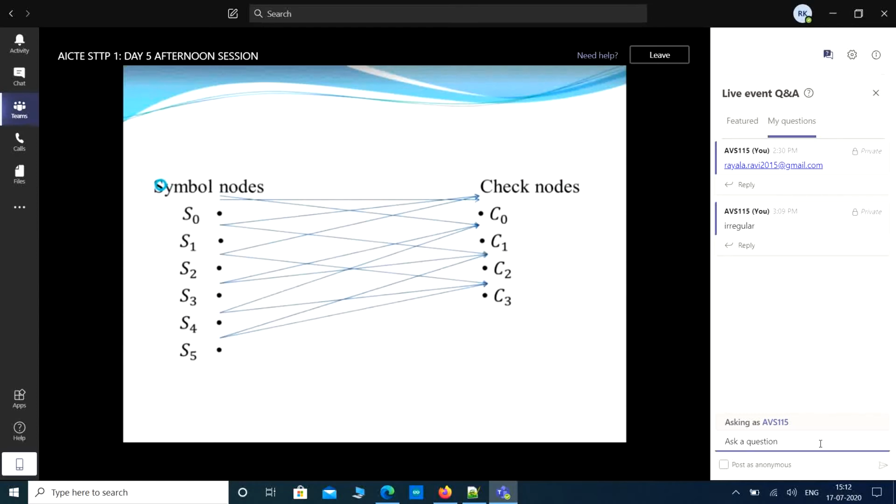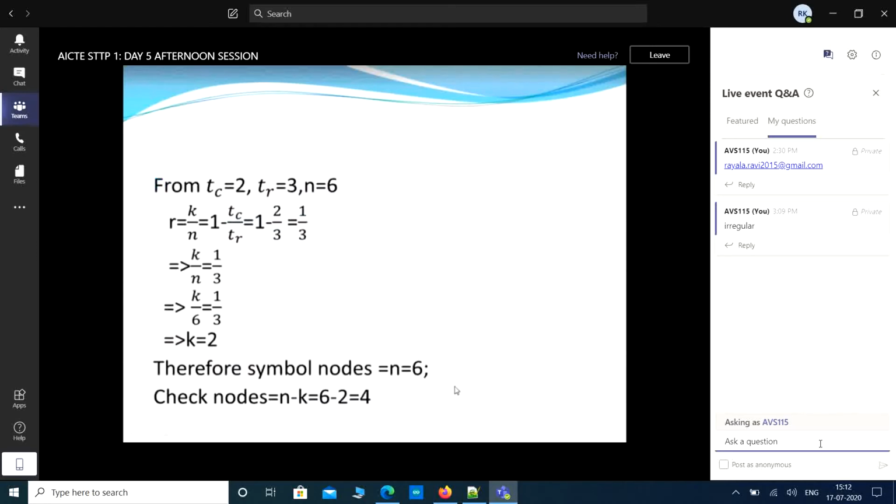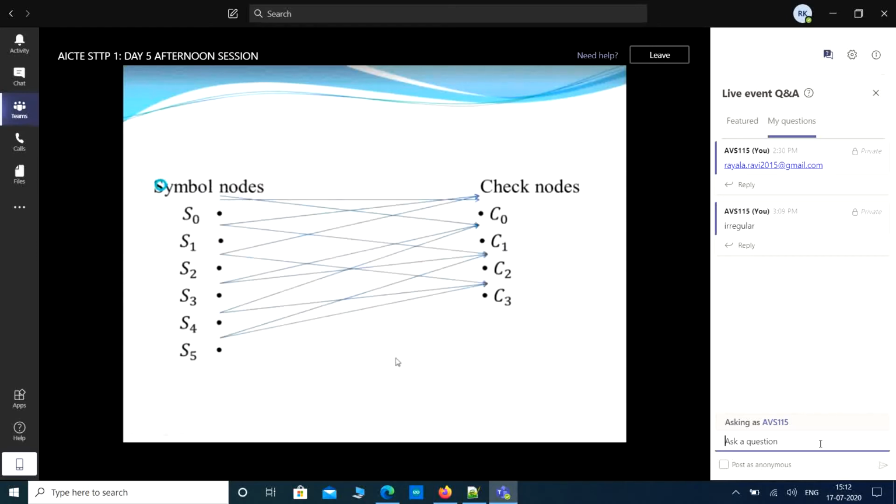N is equal to 6 symbol nodes, so 1, 2, 3, 4, 5 and 6 symbol nodes. And check nodes are N minus K check nodes, like 4 check nodes. N is 6, 6 minus 2 is 4: C0, C1, C2 and C3. So is the first symbol node connected to a check node or not?